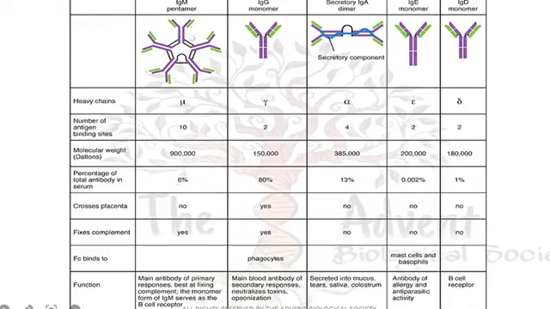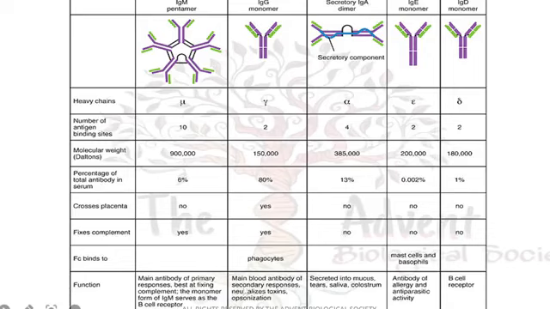So basically, if IgM pentamers are digested with a certain amount of strong reducing agents that break the disulfide bonds, the disulfide interlinkages, you will find that these IgM pentamers are present in the form of IgD monomers.